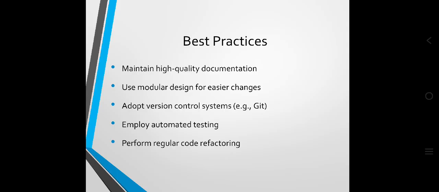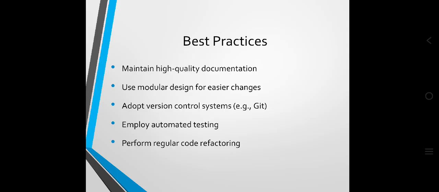The third one is use version control. Tools like Git are non-negotiable for modern software development and maintenance. They track every change made to the code base, allowing a team to collaborate safely and, most importantly, providing a way to roll back to a previous stable version if a new bug is introduced.